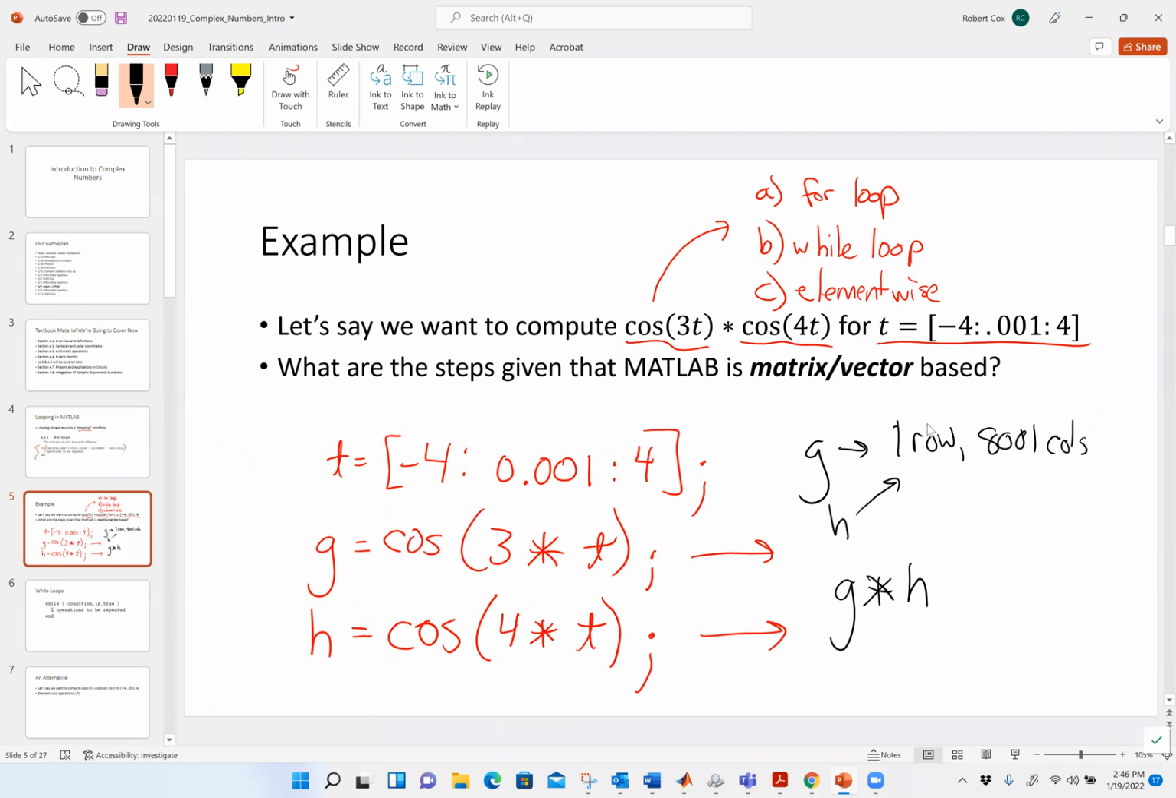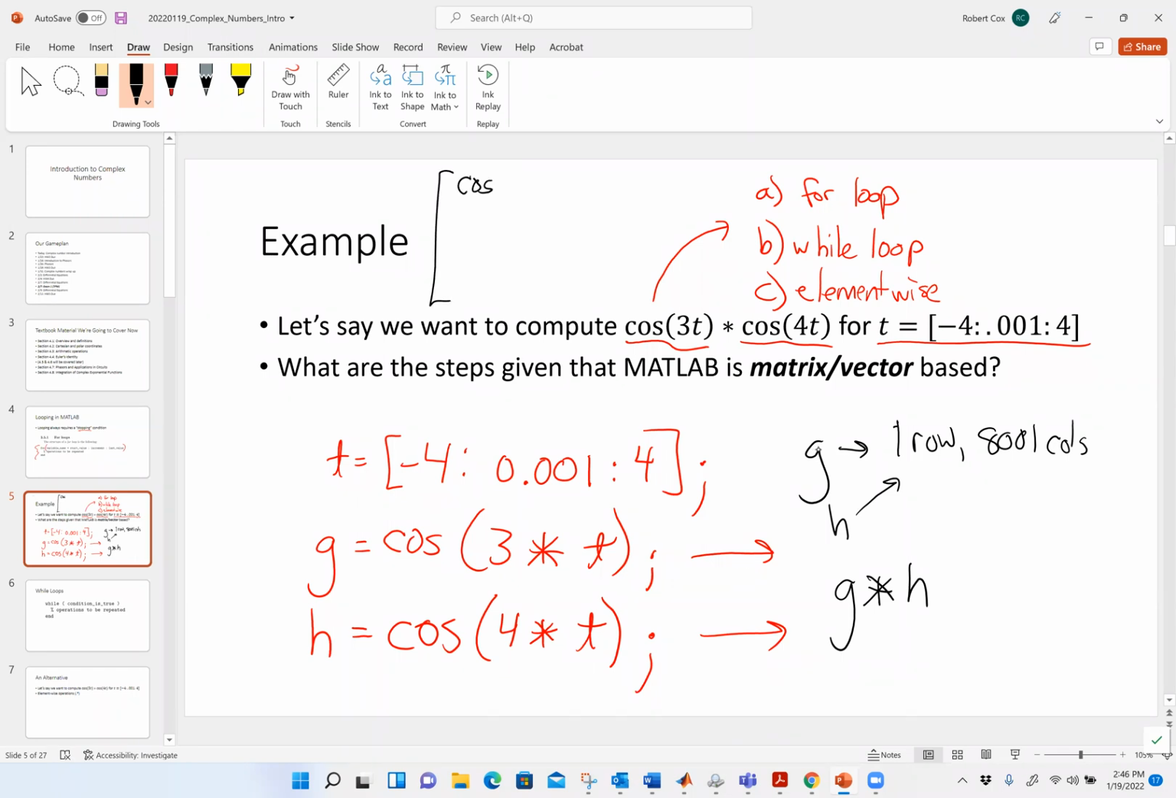MATLAB treats these things like they're vectors. It's matrix based. It's going to say you're trying to do a matrix manipulation that's not possible. But that wasn't what you were trying to do. Think about what it is that we're trying to compute. If I'm trying to compute cosine 3t times cosine 4t, then what I'm trying to do is make an output vector. Let me do it this way. I'm trying to compute an output that looks like this.